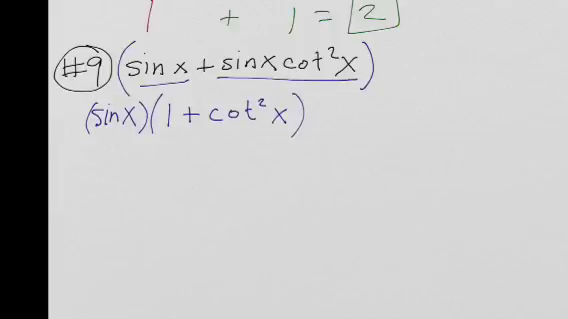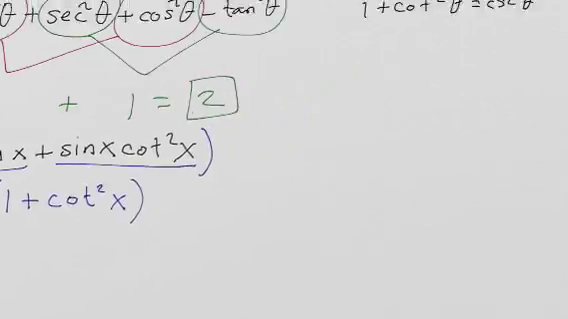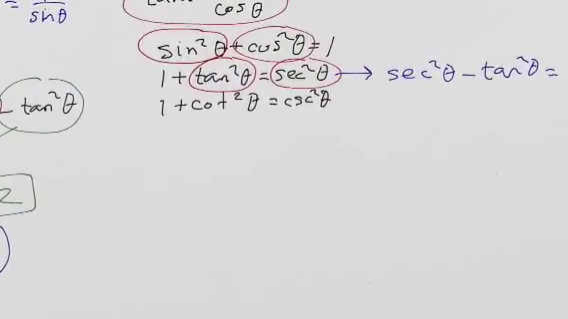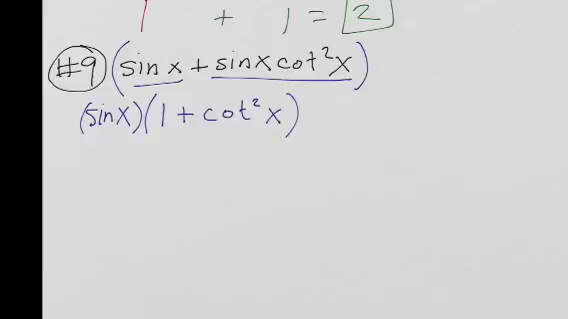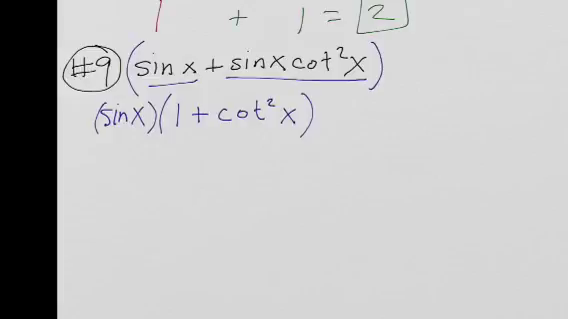Okay, so that kind of simplifies a little bit, but then when I see that cotangent squared, I think, of course, of my Pythagorean identities, and the one that has a cotangent squared in it actually says cotangent squared plus 1 equals cosecant squared, and we just got that, 1 plus cotangent squared. So by factoring out the sine x, I've got my cosecant squared now, and so I can write that's cosecant squared x times the sine of x.